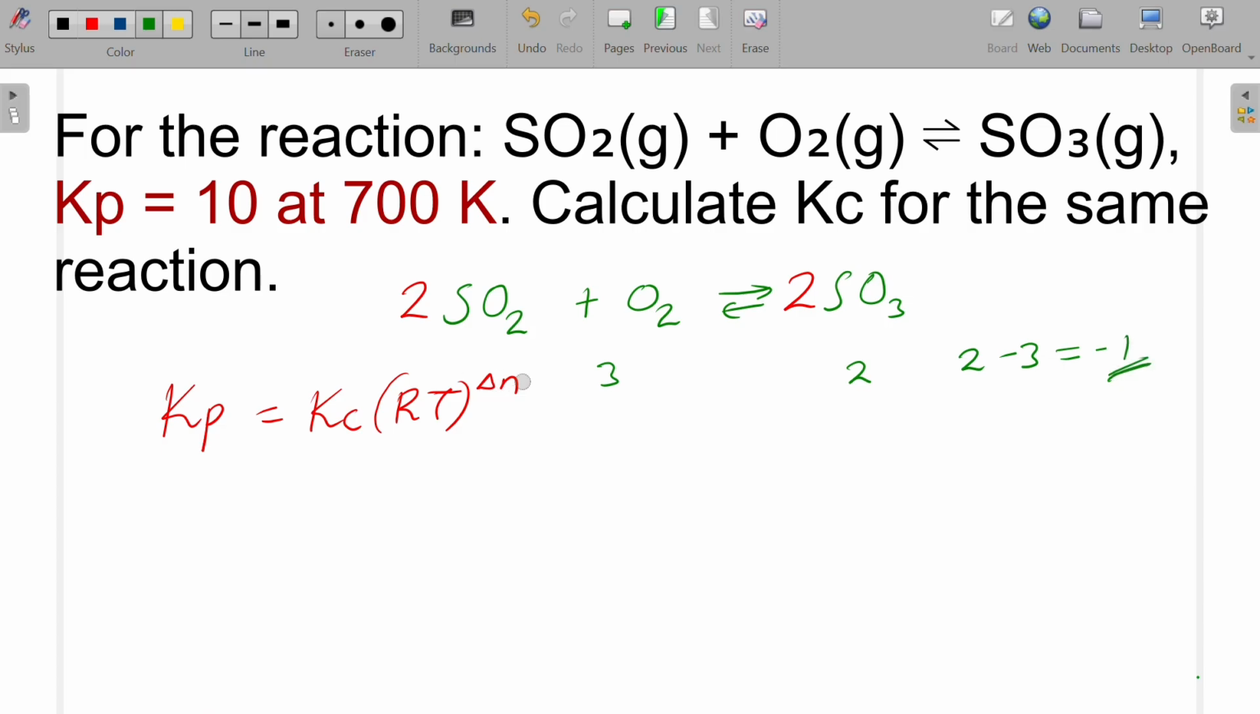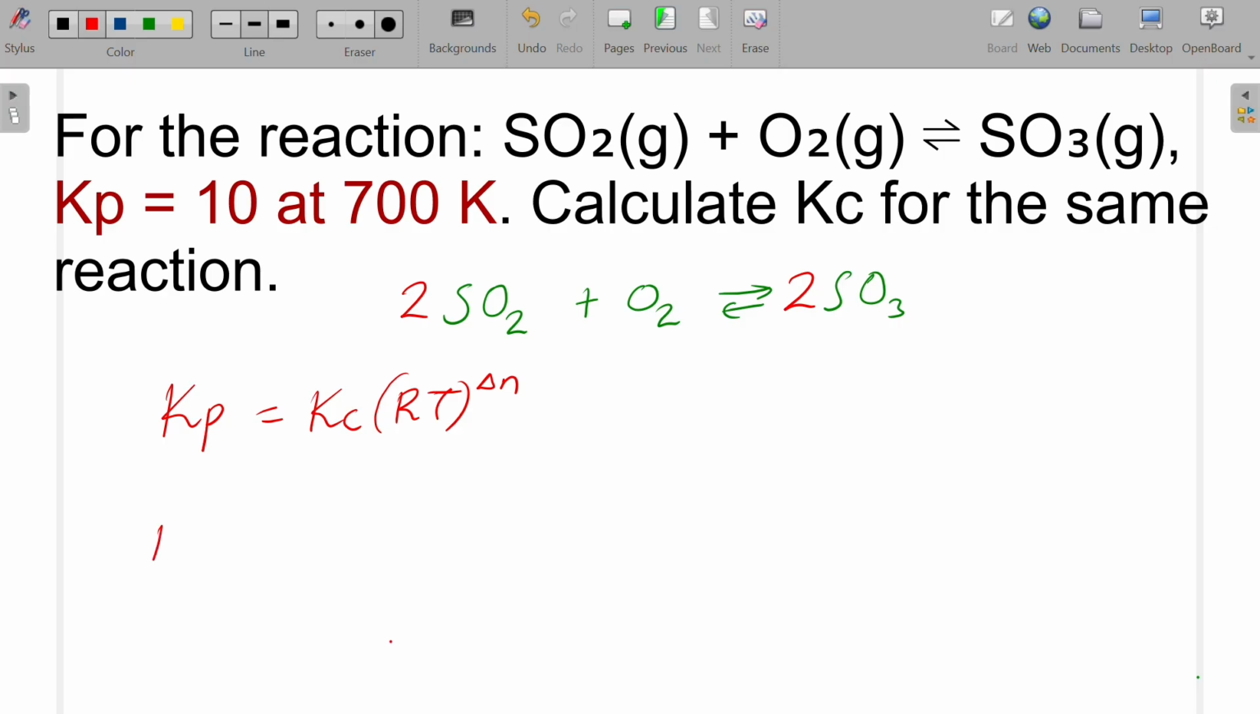The change in n, delta n, is basically found by subtracting the sum of the coefficients of the reactants from the sum of the coefficients of the products. On the product side, we only have 2. On the reactant side, we have 3. So we have minus 1 as the change in n. So we have that now. It means we can go ahead and do our solving.